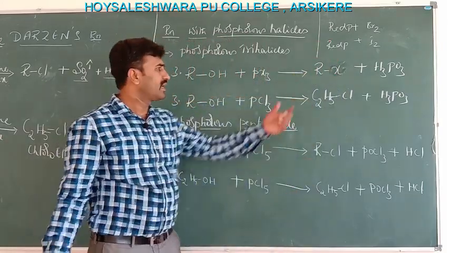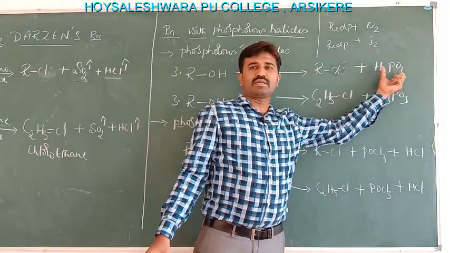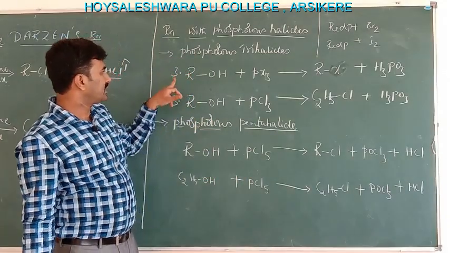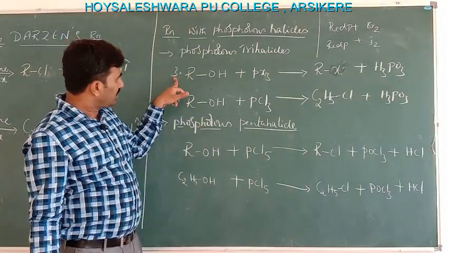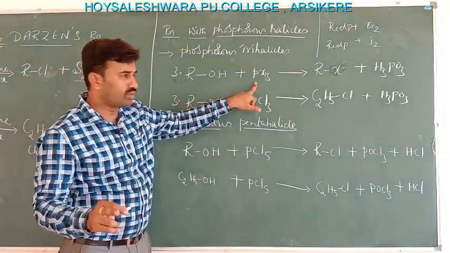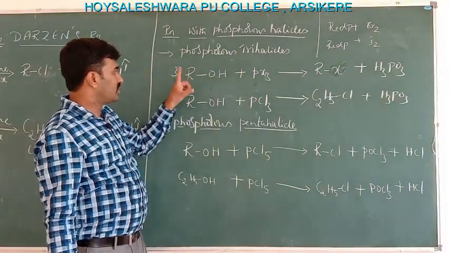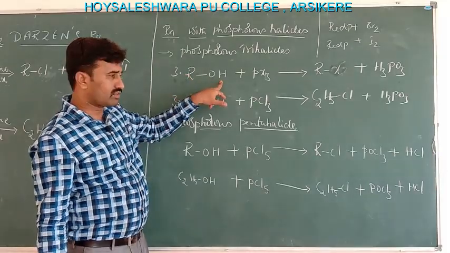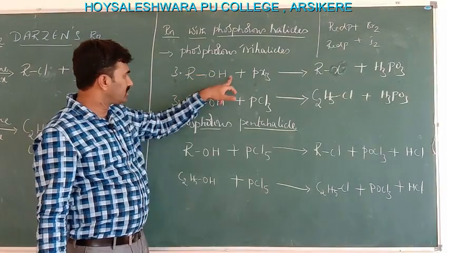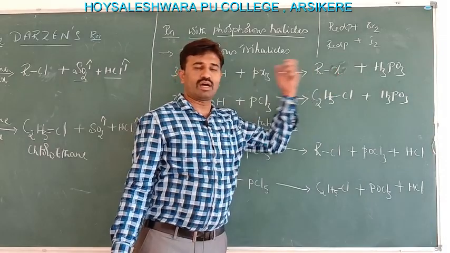Phosphorus trihalide forms the respective haloalkane, forming phosphorus acid as a byproduct. Here, for balancing purposes, I am writing 3. So 3 molecules of alcohol react with 1 molecule of phosphorus trihalide. 1 ROH means 1 hydroxyl group, so we are writing 3 alcohol molecules. Therefore, these 3 hydroxyl groups are replaced by the halogen atom to form haloalkane.